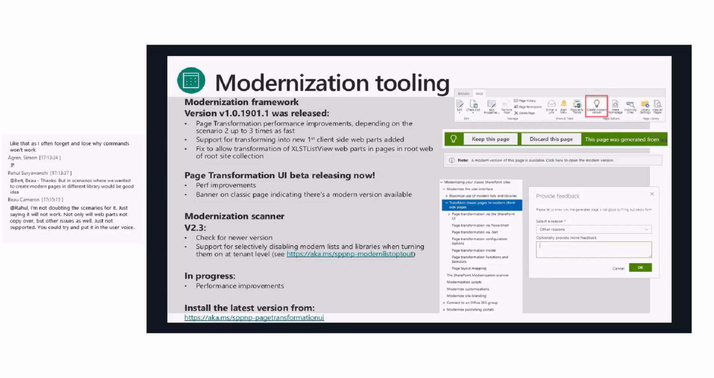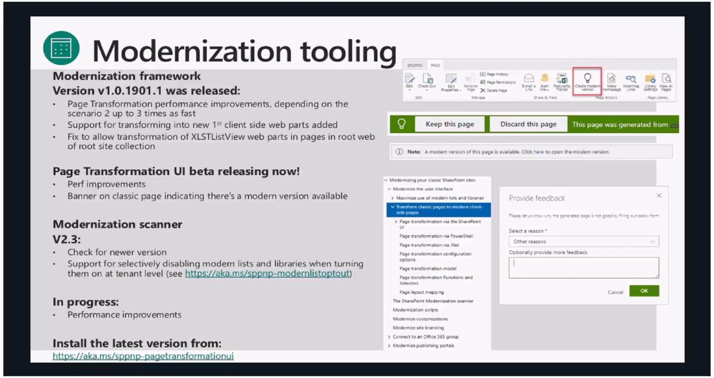So if you are today not using modern list libraries, because you did a tenant opt-out, you need to take action to do a more selective opt-out for the site collections that you want to opt out, and the other ones will flip to modern once we take away the setting.